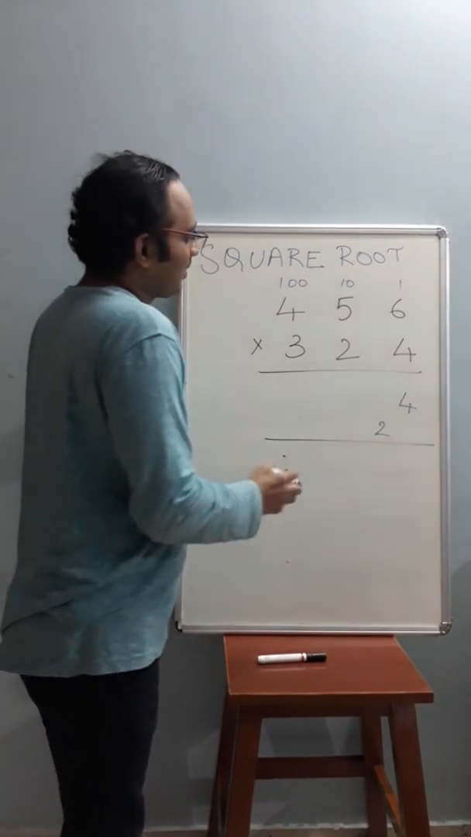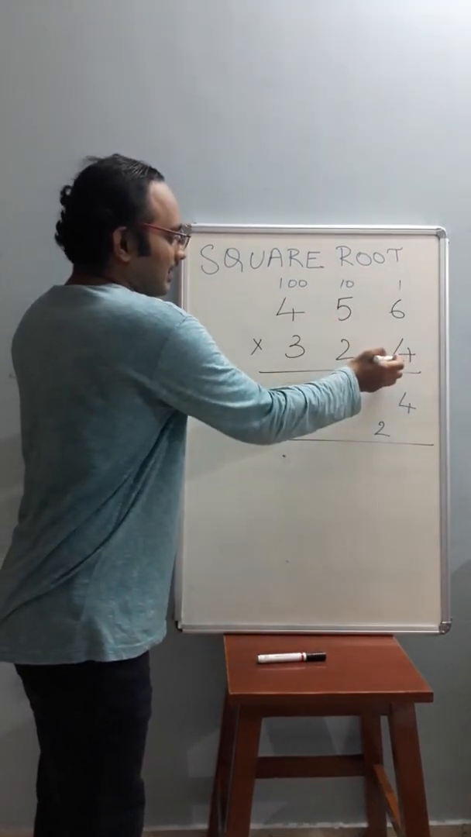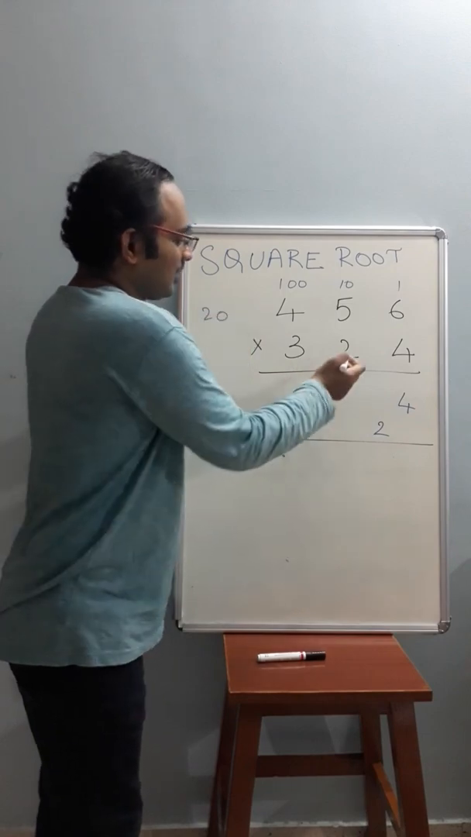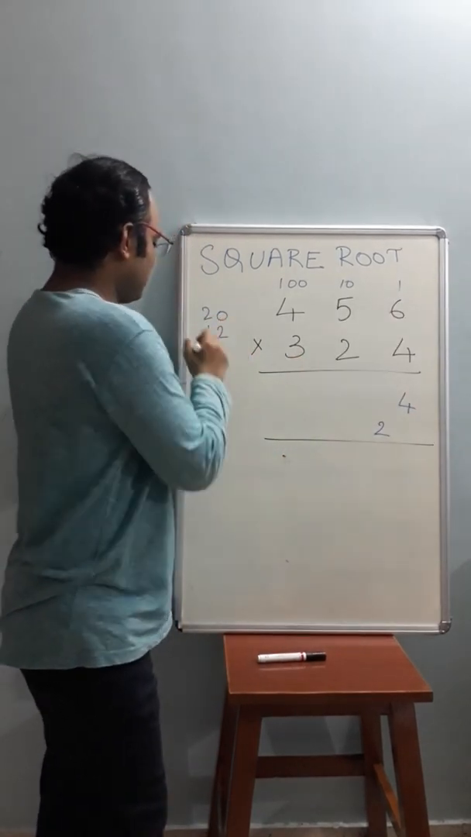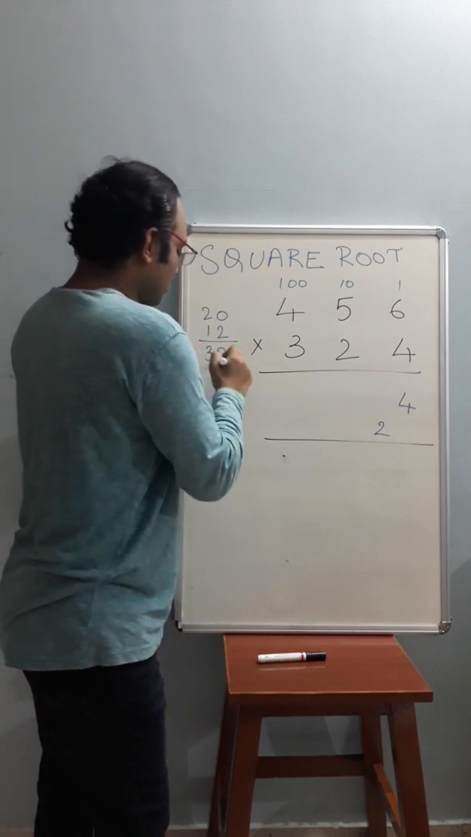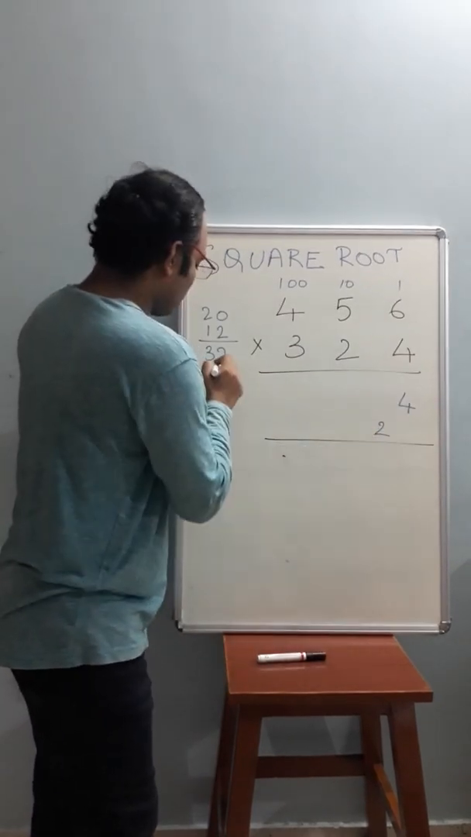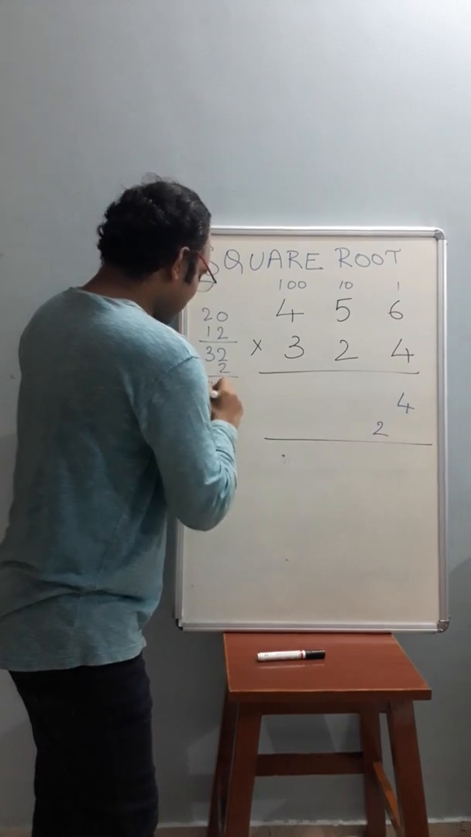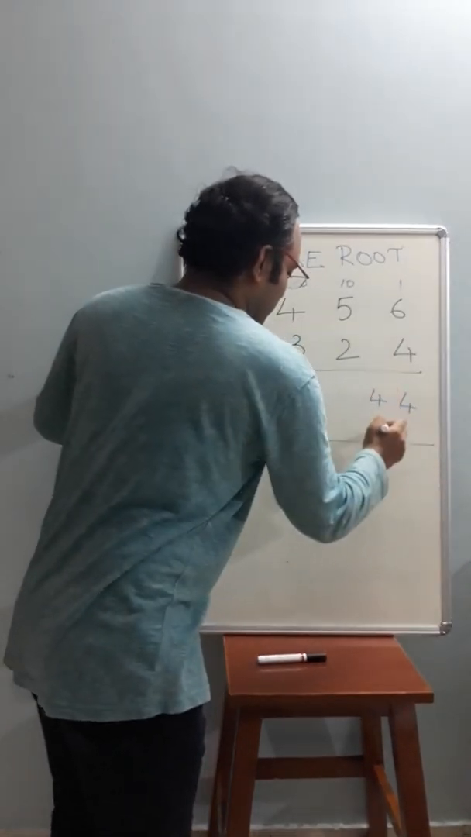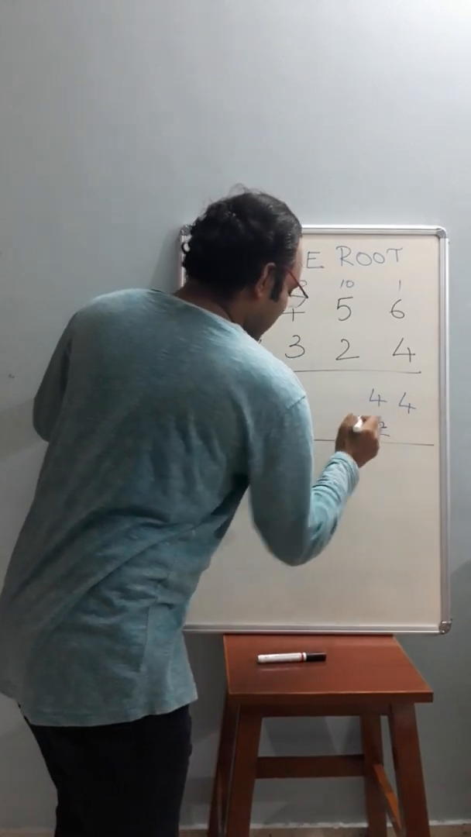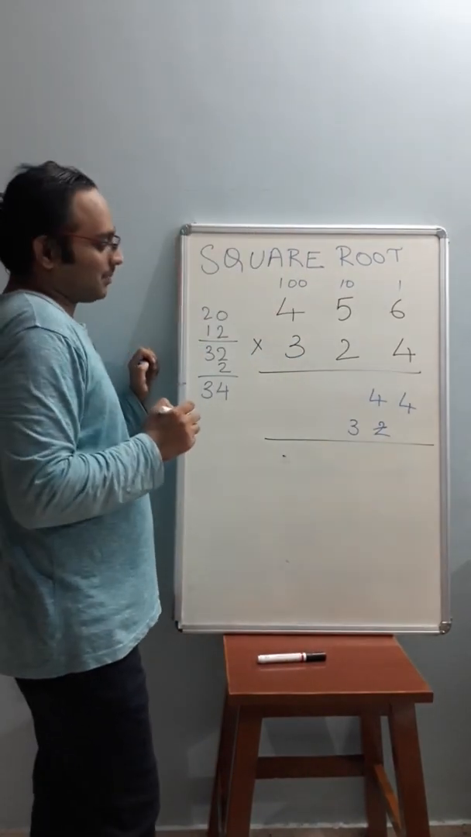Now, 5 tens into 4, that is 20 tens. 2 tens into 6, that is 12 tens. Total 32. We already have carry 2. So this will be 34. So it will be 34 tens. So 3 will go as a carry to the hundreds place.